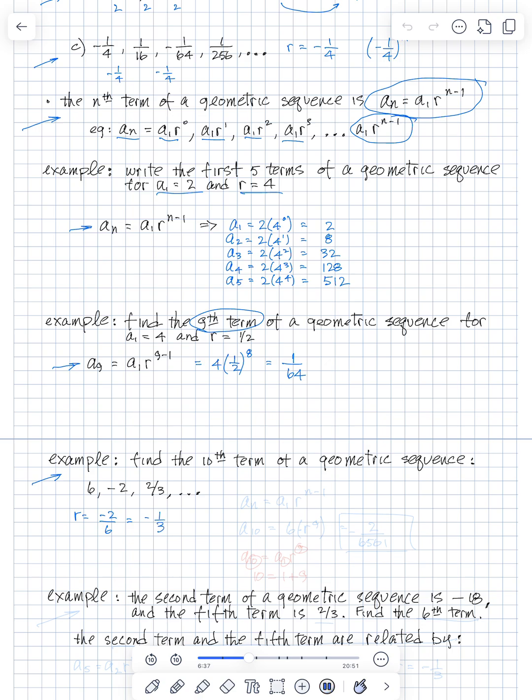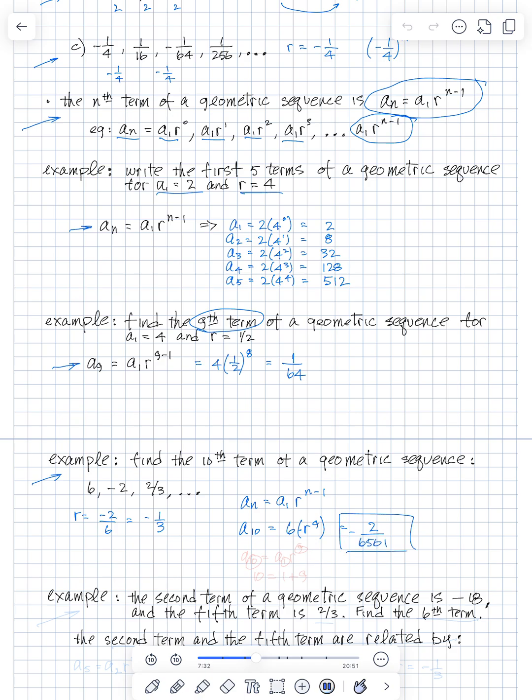So now we have r, put it into the formula, a sub n is equal to a1 r to the n minus 1. So a10 is equal to a1, which is 6, times r to the 10 minus 1, which is 9. And that turns out to be 2 over, well, it's negative, because r is negative. Forgot to put that in there. So it's negative 2 over 6561.